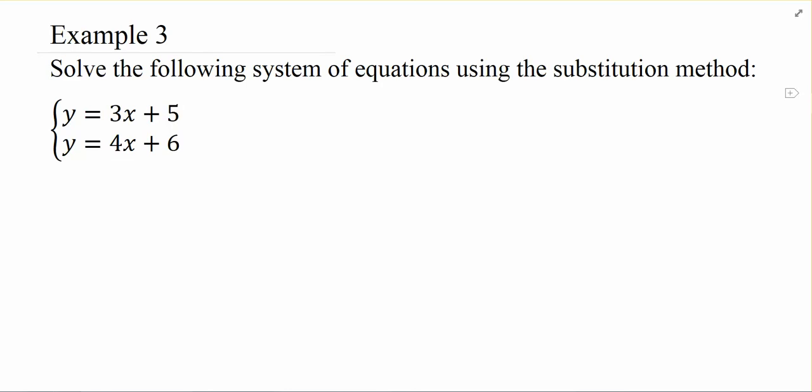Now here's an interesting situation in which they're both solved for y. We have y equals 3x plus 5 and y equals 4x plus 6. In this case, we can use either one as the substitution. If we use the top one as the substitution, then anywhere that we see a y, we can replace it with 3x plus 5. So we can rewrite the second equation, just replacing any y that we see with 3x plus 5.